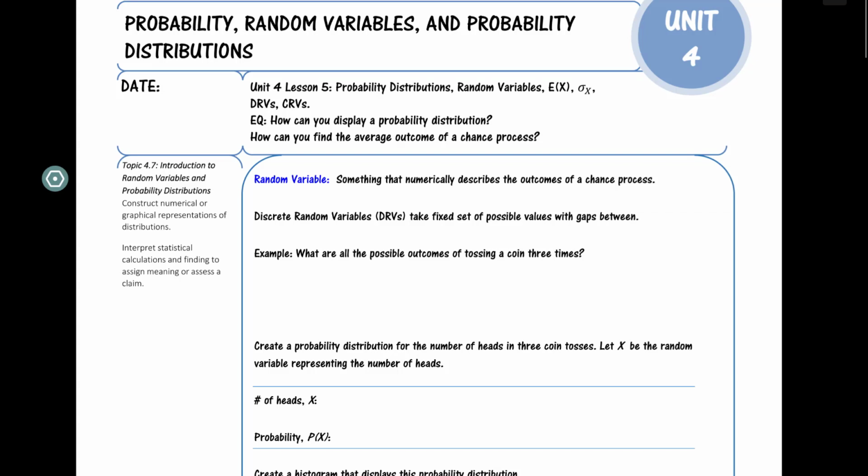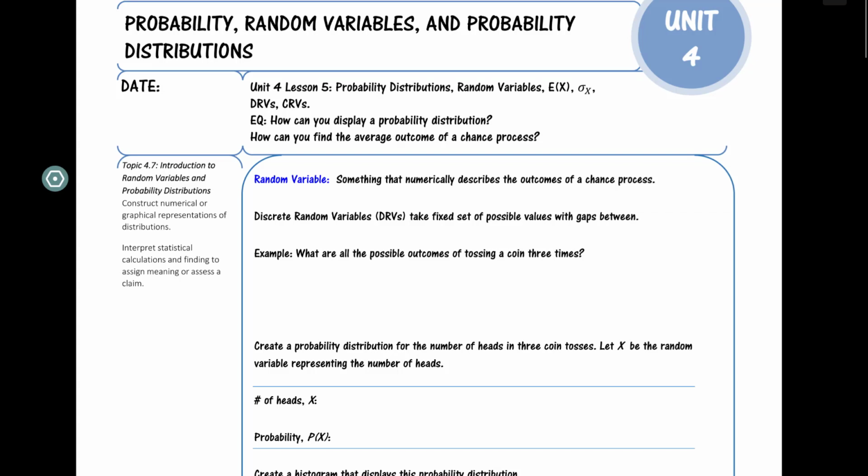This is Unit 4, Lesson 5, where we're talking probability distributions, random variables, the expected value, standard deviation, these things called DRVs and CRVs. We are cramming a lot into today's lesson, so let's break it down and start off with these first couple of essential questions. How can you display a probability distribution, and how can you find the average outcome of a chance process?